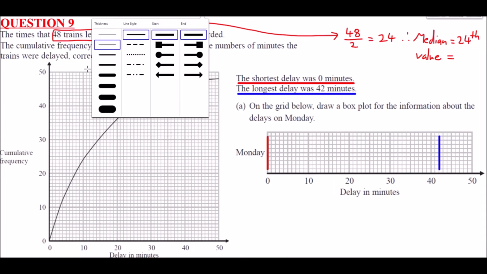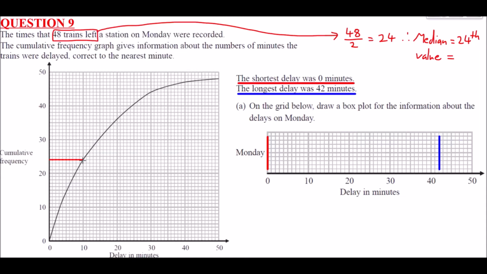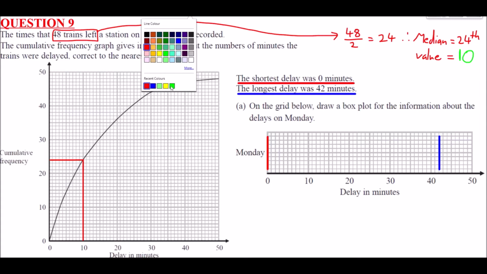And so what we need to do here is we find 24 on the vertical axis. So 1, 2, 3, 4 here. We read off and go along until we hit the curve. And when we do, we read down and we see that that's 10. So the median is 10. So based on that, we do a third vertical line at 10. And that represents the median.